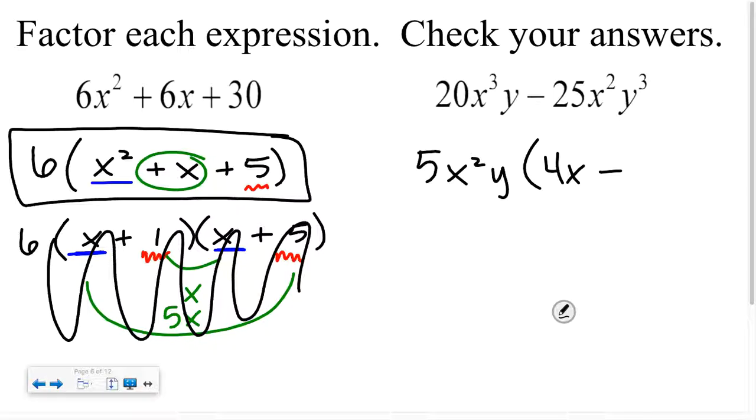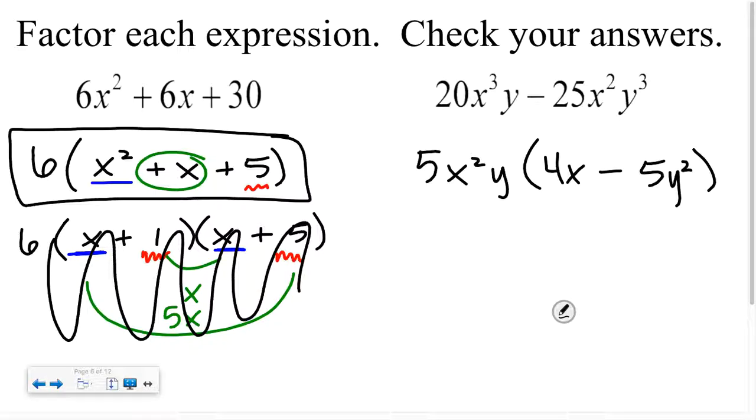Minus, now we're moving to the second one. 5 times what would have been the 25? 5. X squared times, well, 1 is my x squared. I took all of those away. Y times what is y cubed? Y squared. I would have 2 y's left over there.